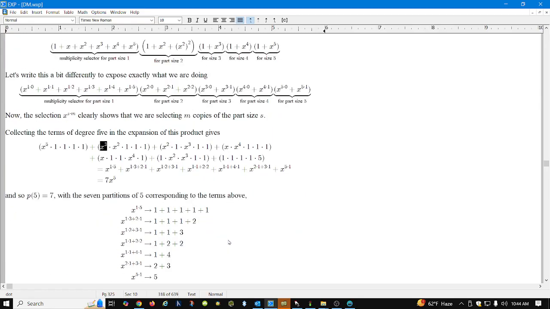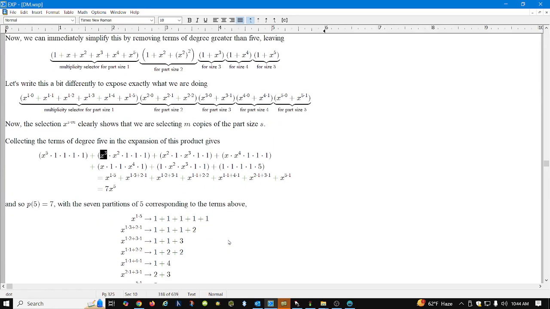Okay, this is just a little algebra. So I've got the terms of degree 5 that come from this. Oh, let's see. I had to fix that one. That's x to the 5th here. Okay. Now, what I'm going to do is go back to this other notation that helps expose what's going on.